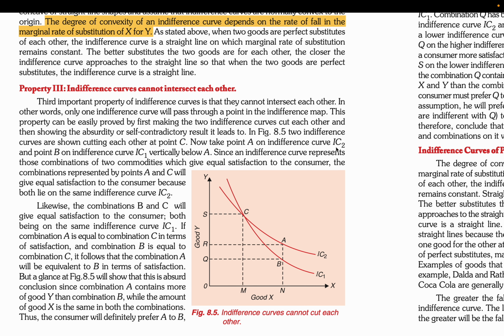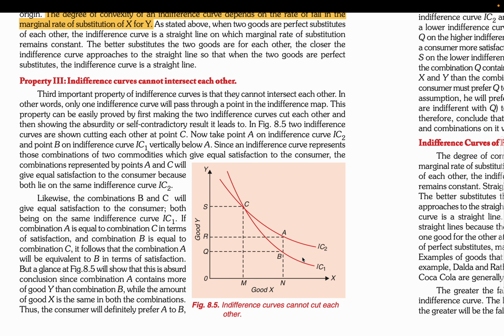Take a point A on IC2, this one, and B on IC1 is vertically below A. Since an IC represents those combinations of two commodities which give equal satisfaction to the consumer, the combinations represented by A and C will give equal satisfaction, because they both lie on IC2, this one. Likewise, combinations B and C are going to give equal satisfaction. Both lie on the same IC1, this one.